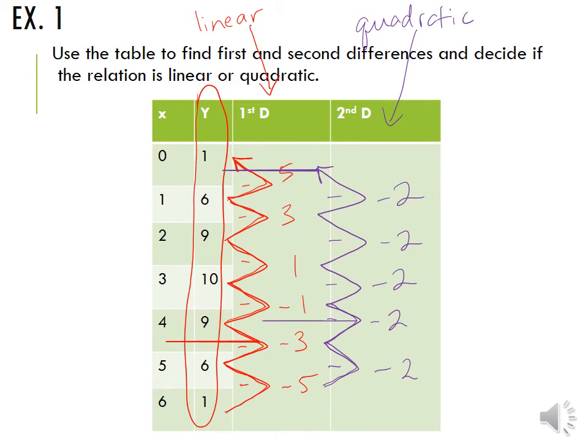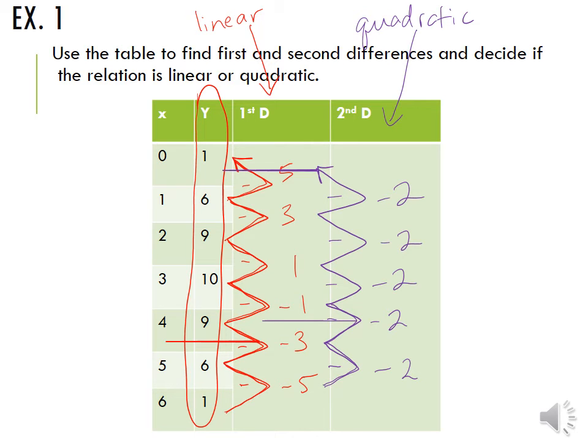So again, to review, if first differences are equal, it's linear. If second differences are equal, it's quadratic. Now, if we didn't get the same number all the way through that second column, I would say double check your math to make sure you did it correctly. And if you still get the same answer and they're not all the same number, then you would say it's neither linear nor quadratic. Now, we need to finish this up with a therefore statement.